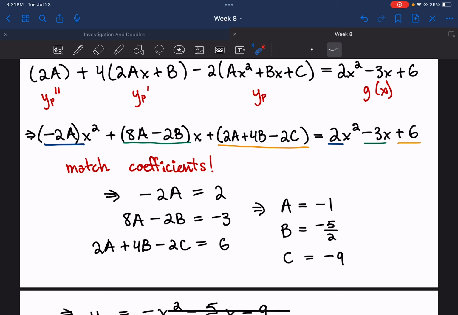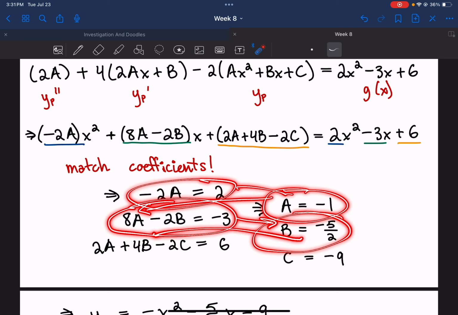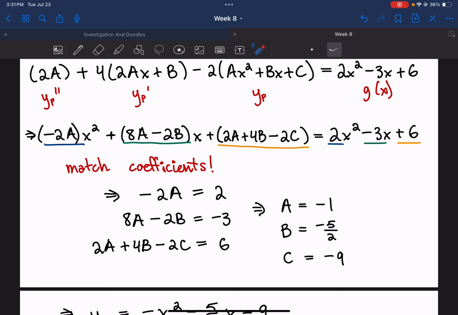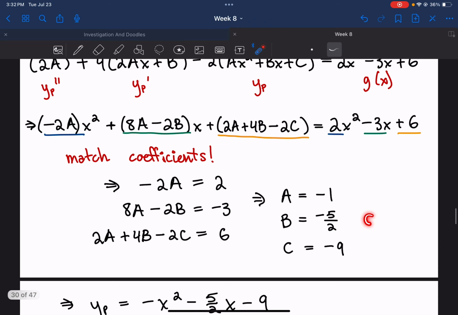We can solve it. Solve for a first. You get a equals 1. Plug that in right here. Solve for b next. You get b equals negative 5 halves. Plug the a in here. Solve this again. You get c equals negative 9. Suddenly, I've solved for a, b, and c. I've matched coefficients. A, b, and c are my undetermined coefficients. Undetermined coefficients. And now, they are determined.